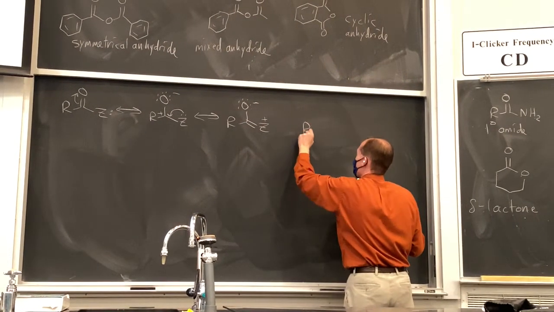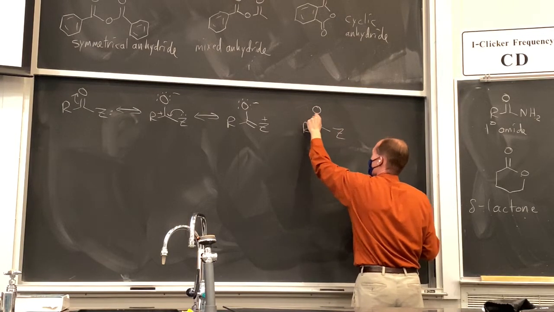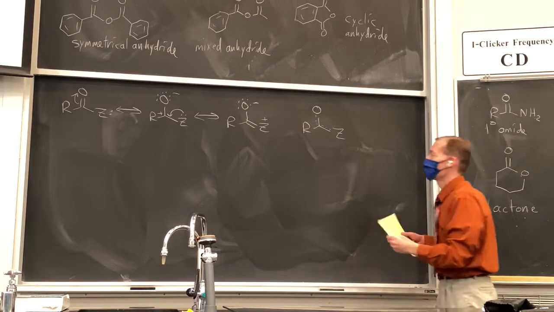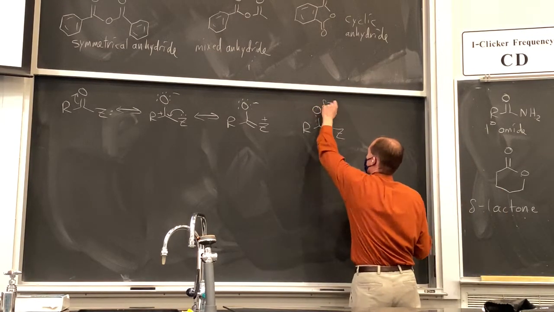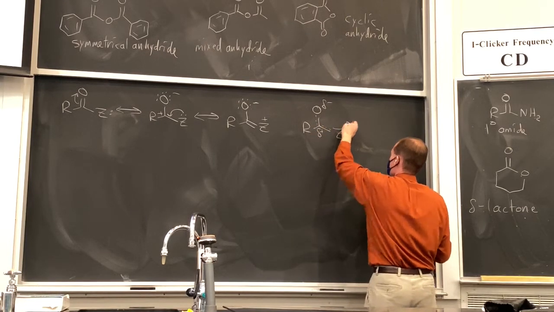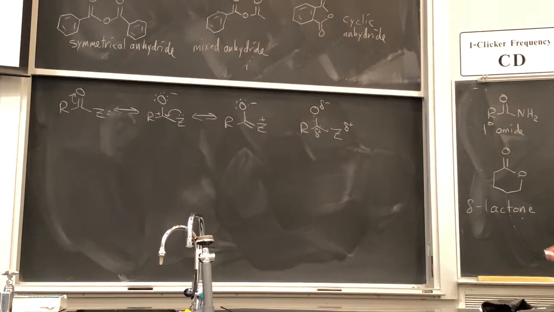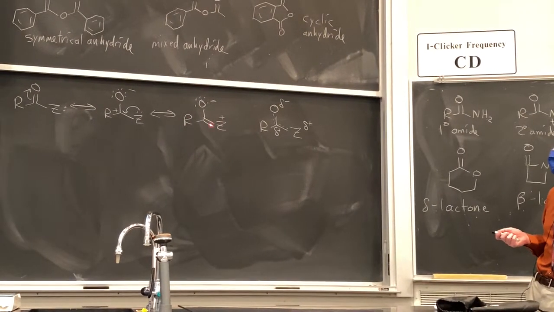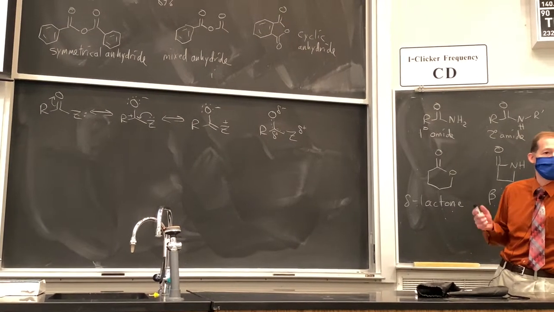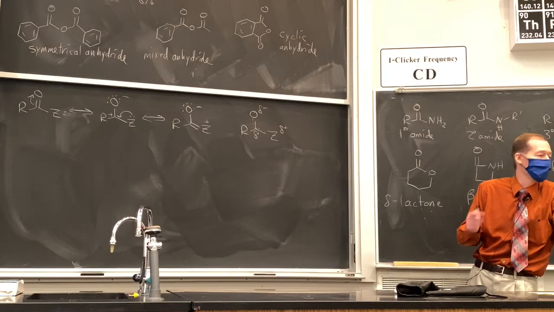We can see the impact of that when we draw the hybrid structure. So here's the hybrid structure. We're going to have a partial negative charge on the oxygen and partial positive charges on the carbon and on Z. The more prominent this minor contributor is, the larger the partial positive charge on Z is, and the smaller the partial positive charge on carbon is.